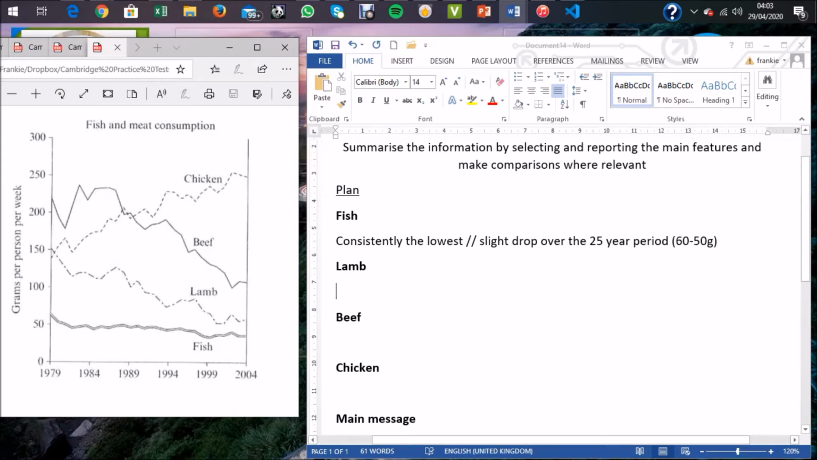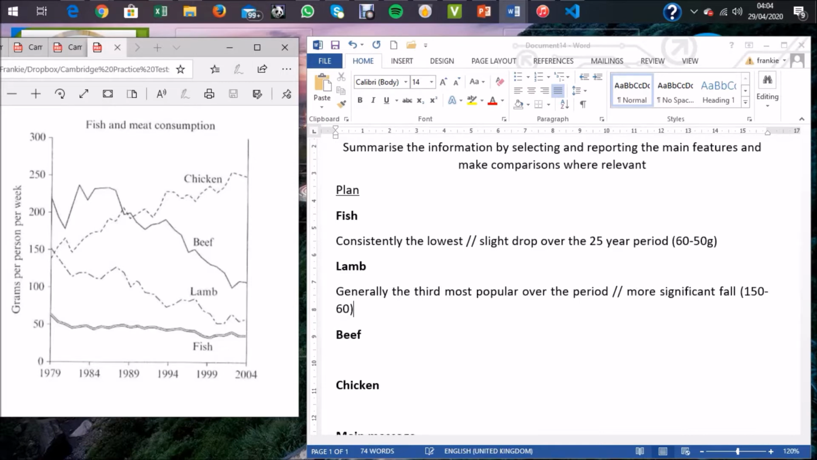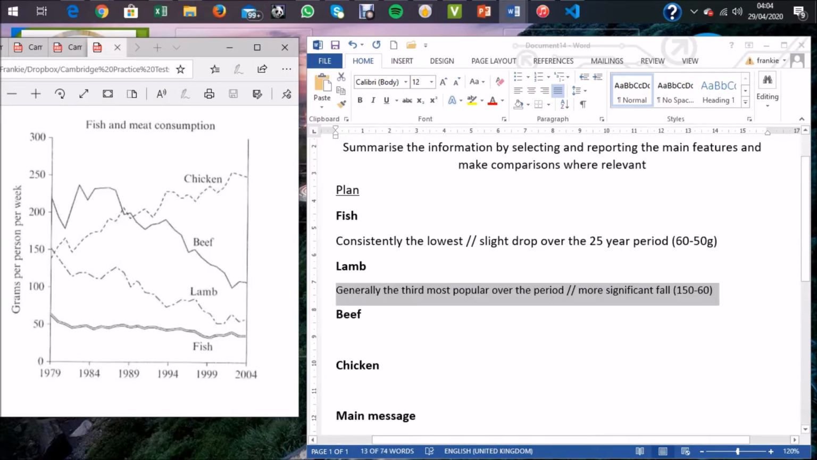Lamb, it was generally the 3rd most popular, but in comparison to fish, which had a slight drop, there was a more significant reduction, a more significant fall between the 25-year period, from around 150 to 60. And these comparisons are important because the question says make comparisons where relevant.